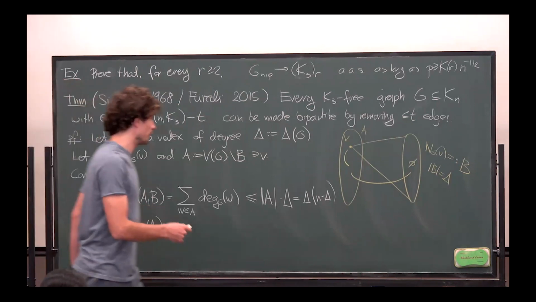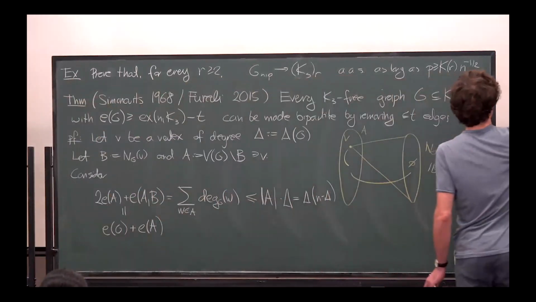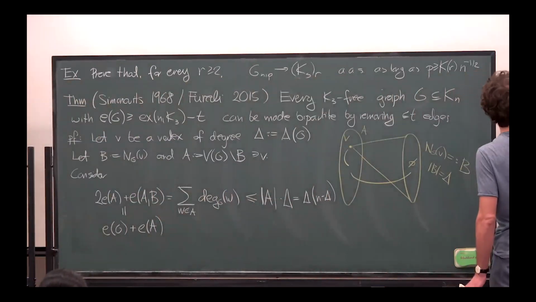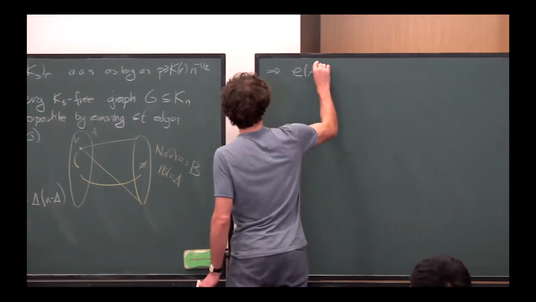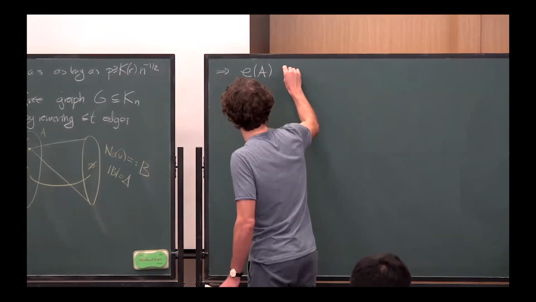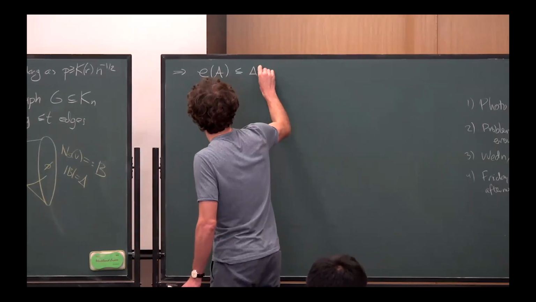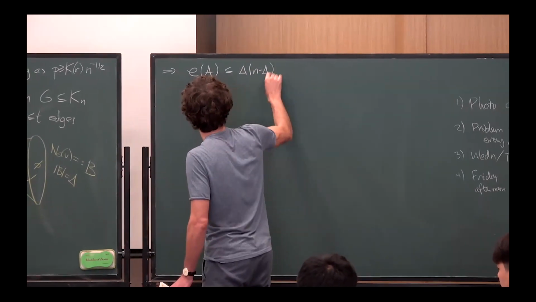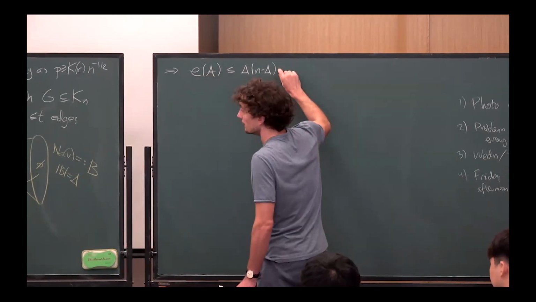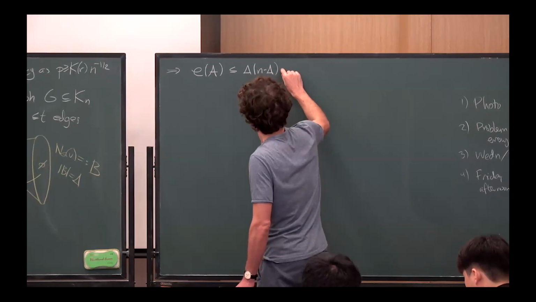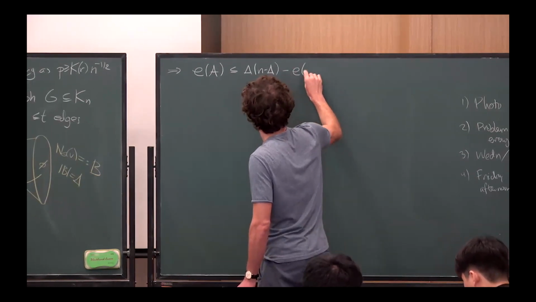So the conclusion is that the number of edges in A is at most delta times n minus delta minus the edges of G.